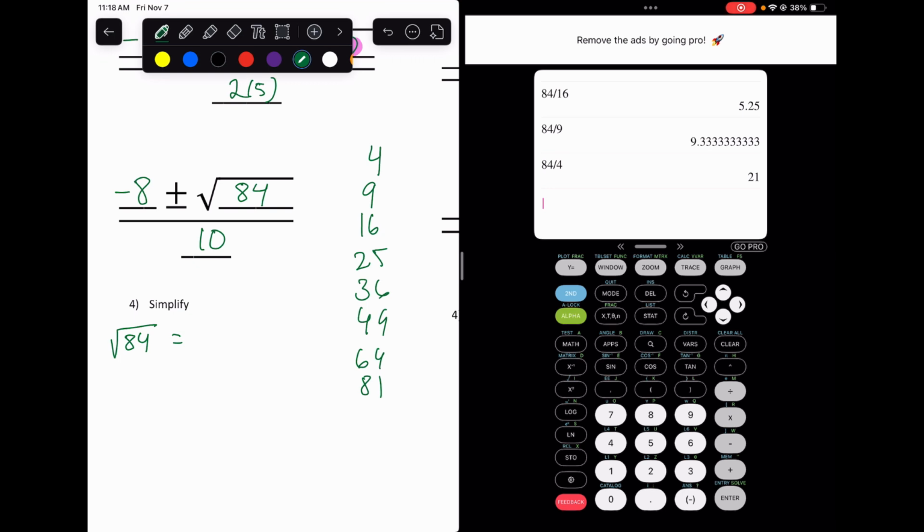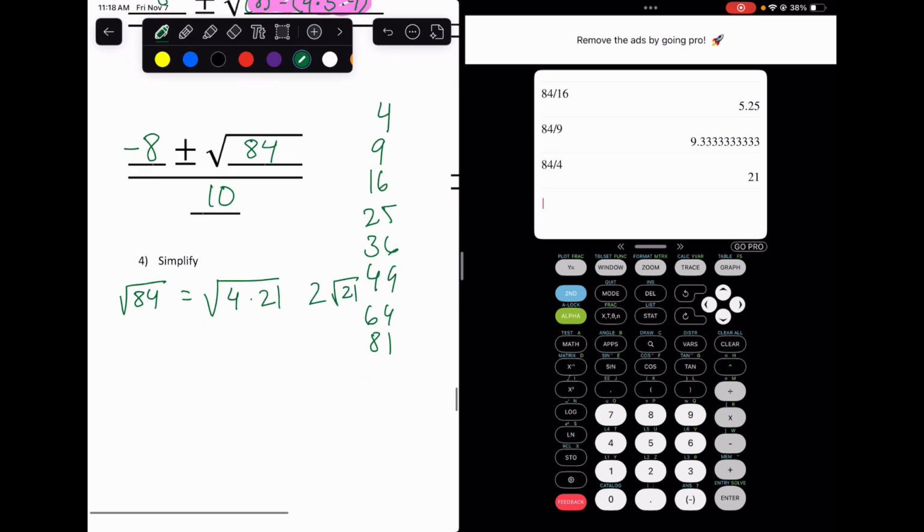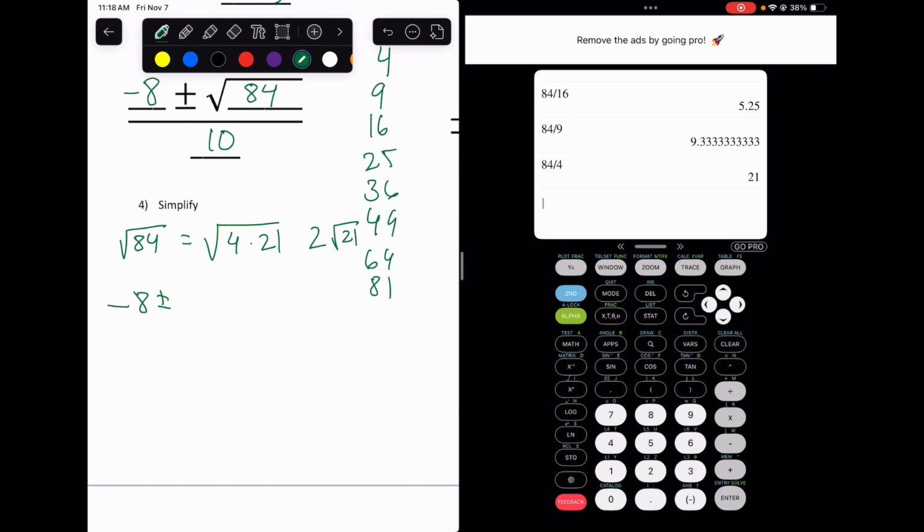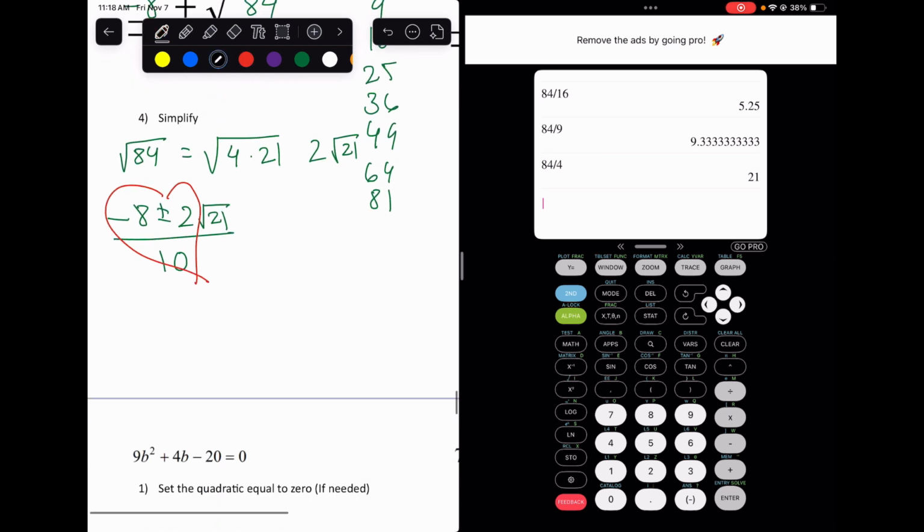But in this case, we can simplify, right? We end up with 4 times 21, which gives us 2 root 21. So now we've got -8 plus or minus 2 root 21 all over 10, okay? This is the last step where we look at these 3 numbers and see what we can divide all 3 of them by. In this case, we can divide all of them by 2. So we end up with -4 plus or minus, and then this is like 1 times root 21, so we don't need that 1 there. And then this would be all over 5, okay?